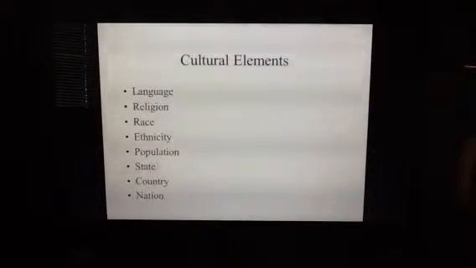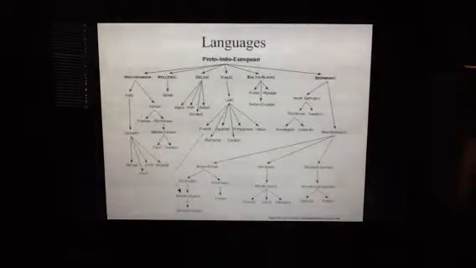Now we look at the cultural elements, the things that I love the most. Things like language, religion, race, ethnicity. We'll get to those here. Languages. Languages are the words we speak, and there are lots of different languages.